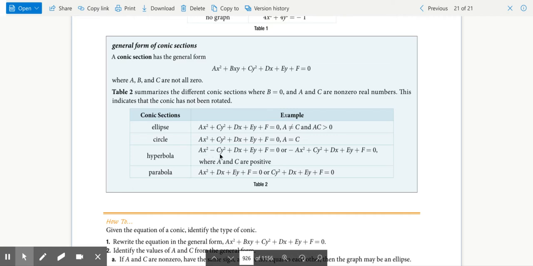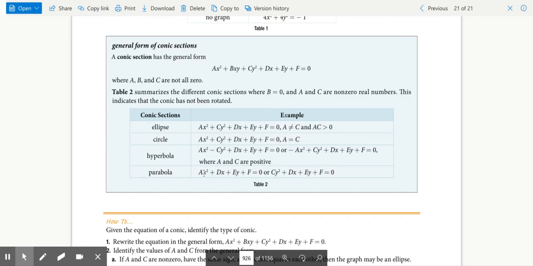In a hyperbola, the difference is that one will be positive and one will be negative. Could be either one, but one has to be positive and one has to be negative. So that's why there's a minus here. Again, it could be the other way around, but one has to be positive and one has to be negative, and that makes it a hyperbola.